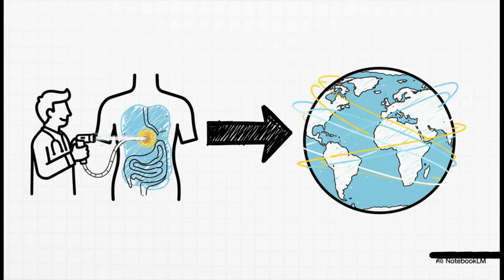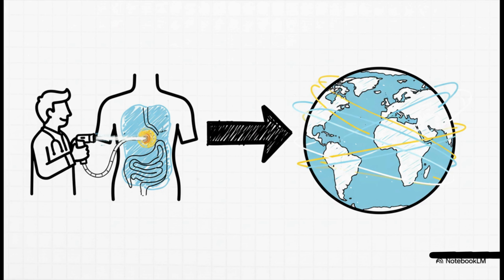And here's one last little surprising fact for you. Before fiber optics connected our world, they were first used to look inside the human body. That's right, the very same principle of guiding light down a flexible thread gave us the endoscope, changing medicine long before it ever changed telecommunications.